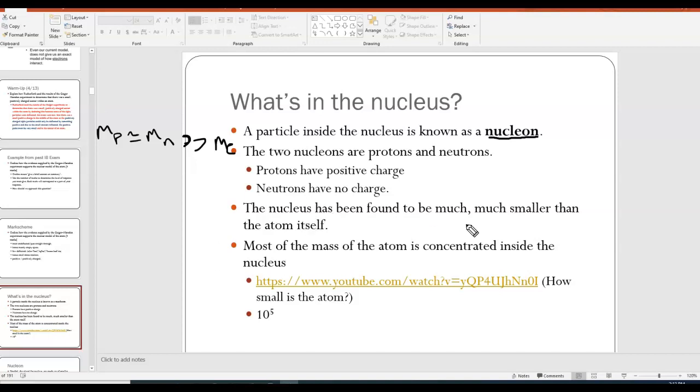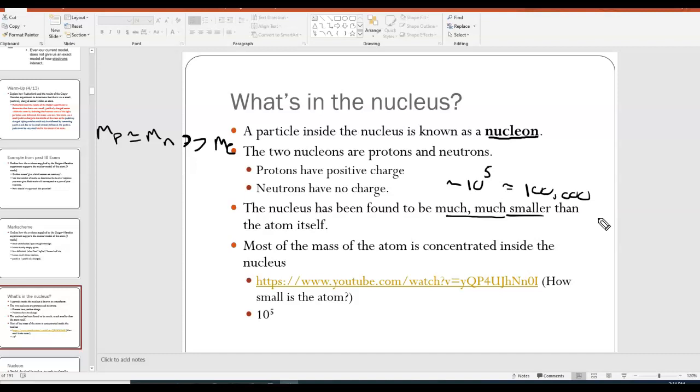The nucleus has been found to be much, much smaller than the atom itself. What does much, much smaller mean? Well, just to give you an idea, the size difference is on the order of 10 to the 5, which, if you don't know, is 100,000. What that means is the nucleus is somewhere on the order of 100,000 times smaller than the atom. Now remember, atom comes from indivisible.